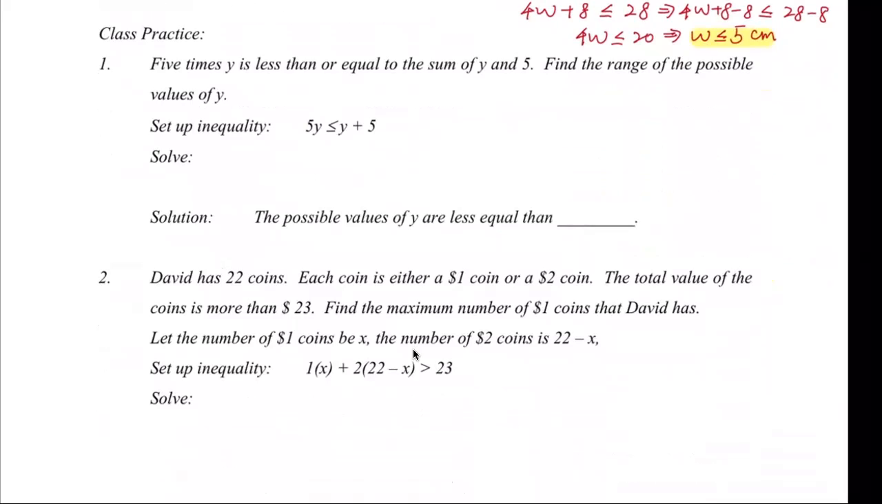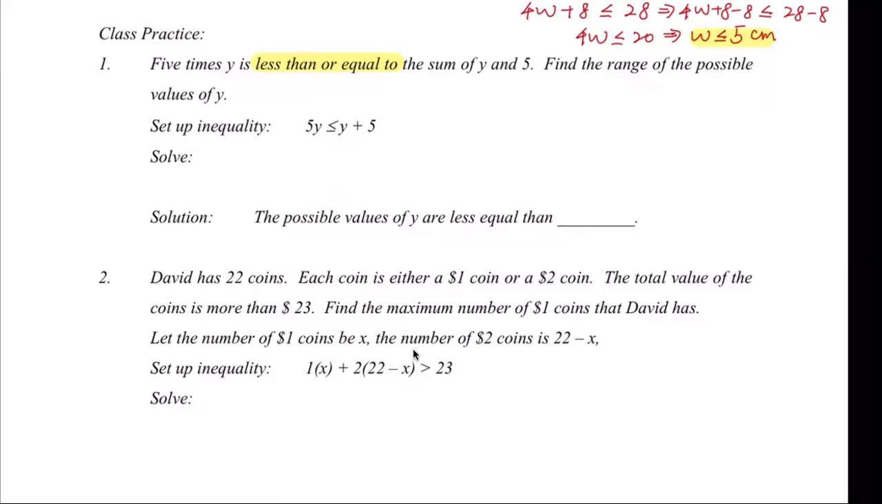Question 1, it says 5 times y is less than or equal to. This is another less than or equal to example. We've seen multiple examples that involve less than or equal to. Let's try to remember how to deal with it. 5 times y is less than or equal to the sum of y and 5. This is very straightforward, right? Because the first sentence basically wrote the inequality for us.